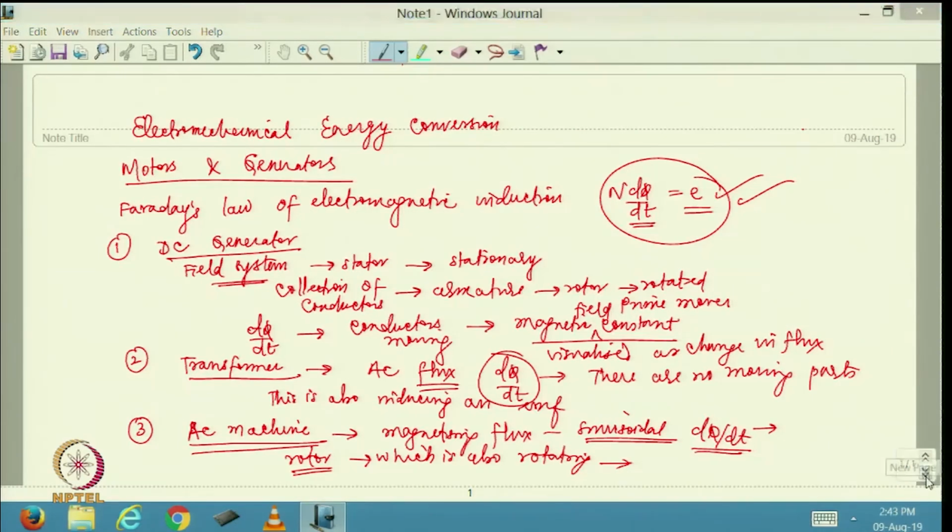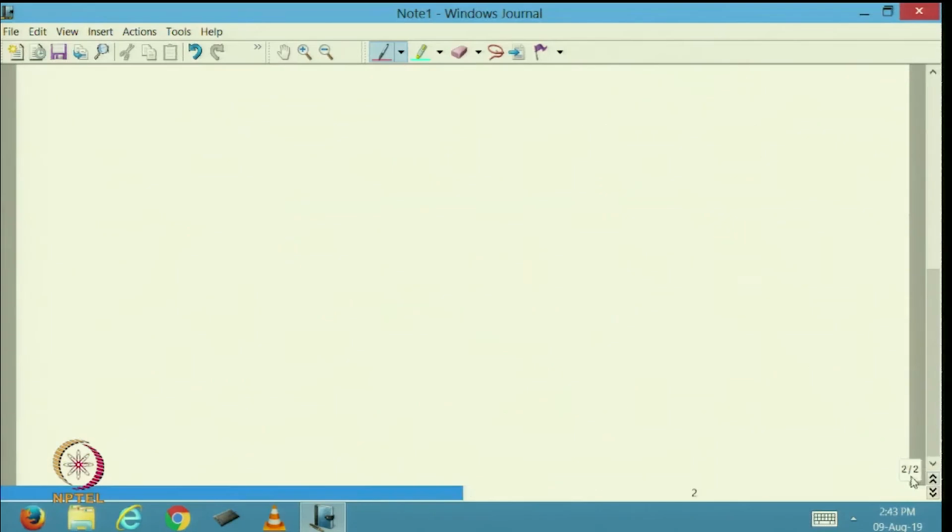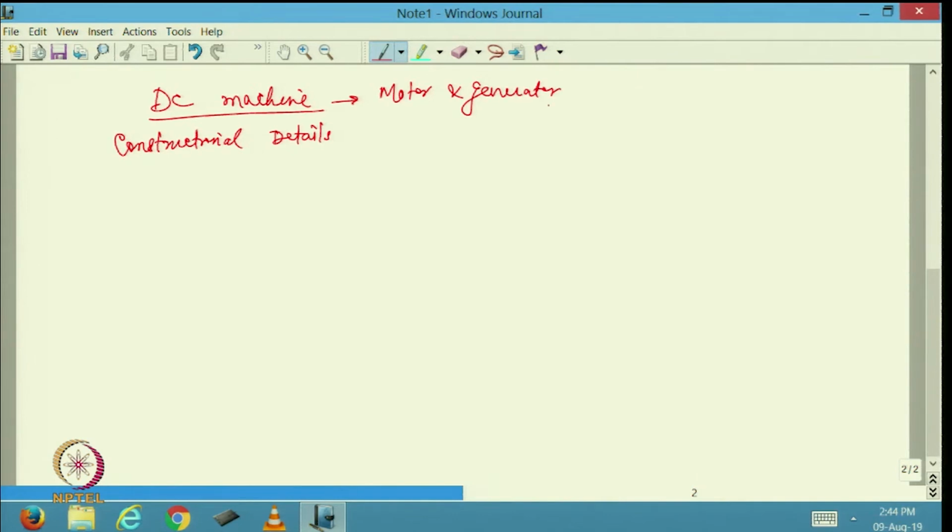But now we are primarily going to concentrate mainly on the DC machine. So let us proceed somewhat like this. In a DC machine, we are going to look at first of all the constructional details, which is common to both the motor as well as the generator. So we will look at both motor and generator, and we should look at the constructional details.